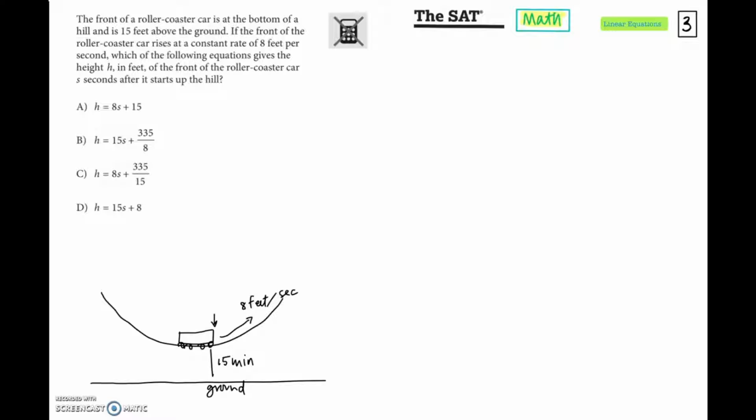And they want us to find out what linear equation here, or what equation here is the right one. So 15 feet above the ground is important. It's rising at 8 feet per second. And we've got some variables, h, the height, and time. Okay, so I can already start to see this is a linear equation where we have some sort of initial value at the very beginning with no seconds. We're 15 feet above the ground.